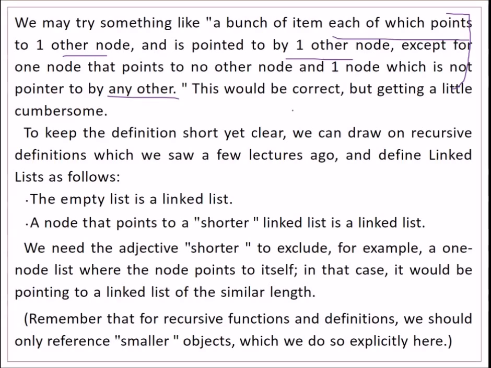So let us make it very short. We can draw a recursive definition, which we have already seen, and we try to define this linked list. First, the empty list is a linked list, and second, a node that points to a shorter linked list is a linked list, right? We need the adjective shorter. Why? To exclude a one node list where the node points to itself, which would be pointing to a linked list of similar length.